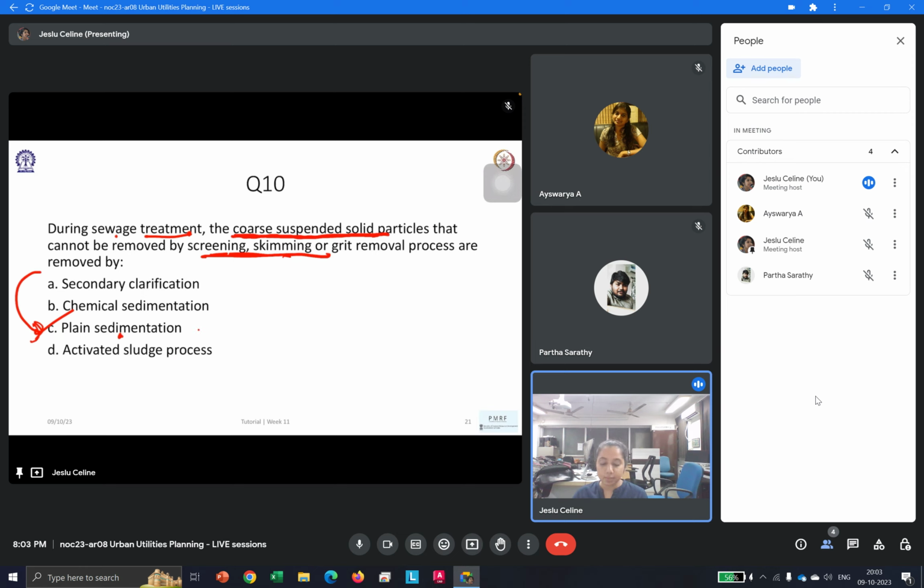After plain sedimentation, you go for secondary clarification, and after clarification, you can even go for chemical sedimentation and the activated sludge process. You can go to those at a much later stage, but the immediate next one will be plain sedimentation, because these are the simplest, very basic steps, and then you go for the next basic step. So this is what we saw.